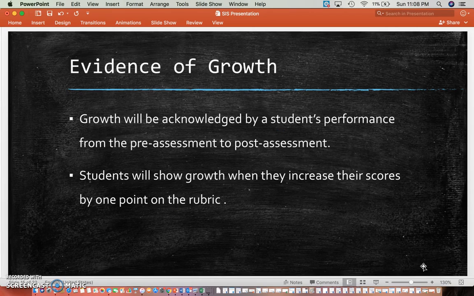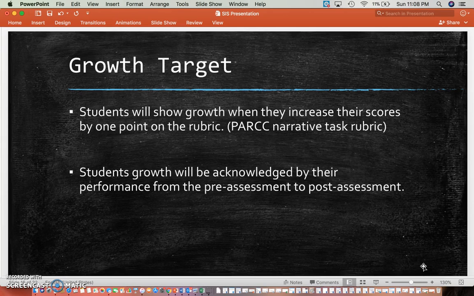Evidence of growth. I decided that growth was going to be acknowledged by the student's performance from their pre-assessment to their post-assessment. I also decided that in order for them to show growth, they needed to increase their scores by 1 point based on the PARCC rubric. Again, the growth target was that they need to increase their scores by 1 point on the rubric given by PARCC, specifically for narrative task.